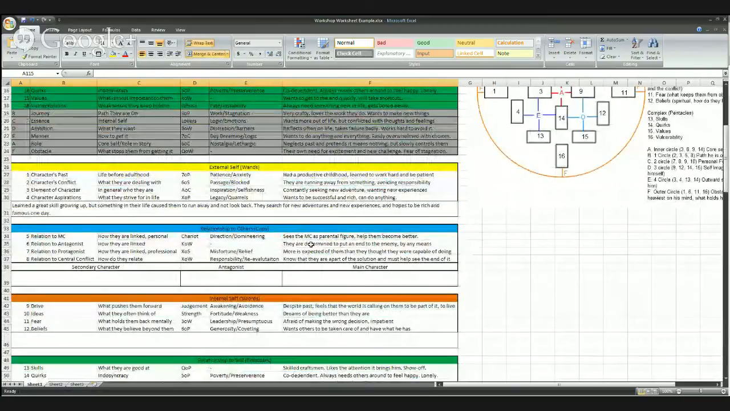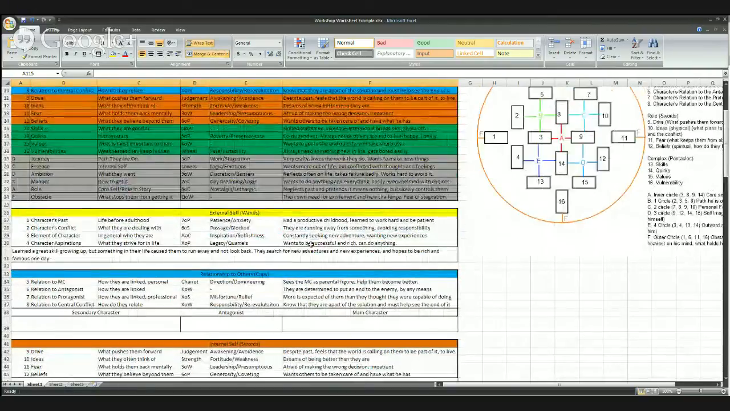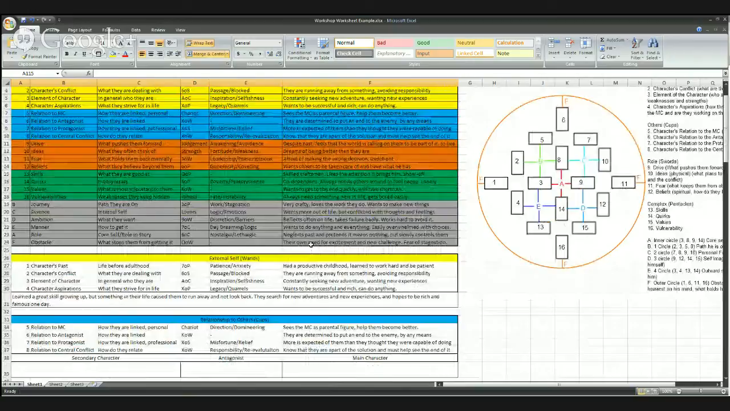So let's talk about relationship to others. Sees the main character as a parental figure, helps them become better. They're determined to put an end to the enemy by any means. More is expected of them than they thought they were capable of doing. Know that they are part of the solution and must help put an end to it.